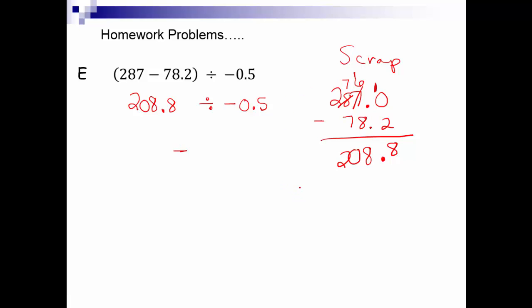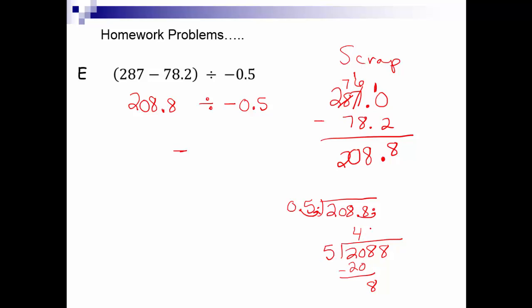And to do my division, I need to put my 0.5 on the outside of my division box, my 208.8 on the inside. If I have to move that decimal point over 1 on the outside, it means I move it over 1 on the inside. So then I have 5 into 208.8. 5 goes into 20 4 times. 5 times 4 is 20. Bring down the 8. 5 goes into 8 once. Subtract off. We're left with a 3.